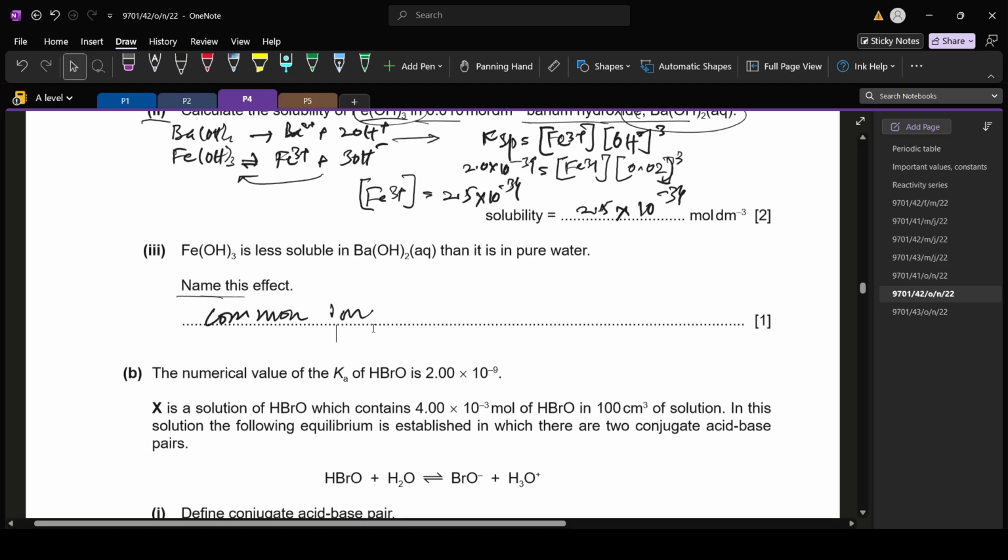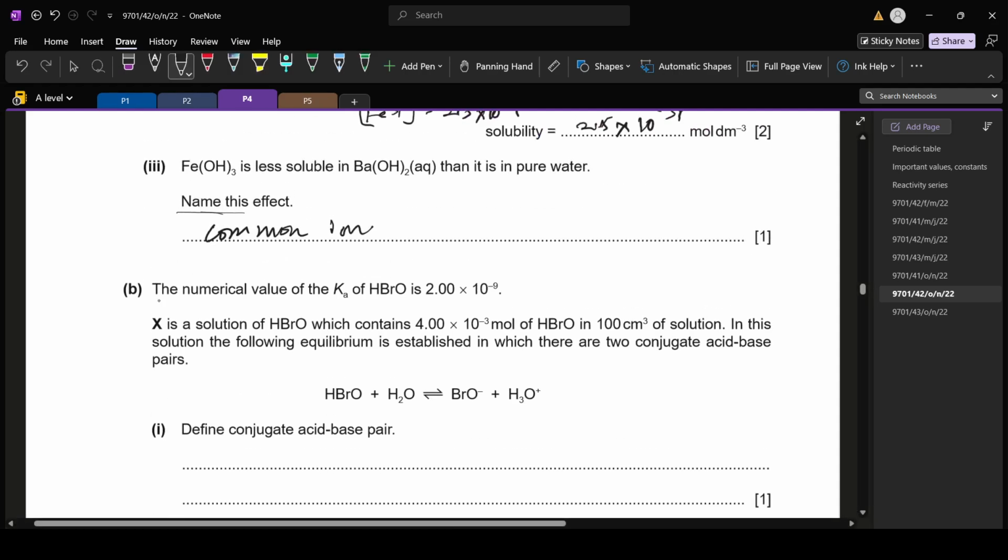Now moving towards next part B, the numerical value of Ka of HBrO is 2 into 10 to power minus 9. X is a solution of HBrO which contains 4 into 10 to power minus 3 mole of HBrO in 100 cm cube of solution. In this solution, the following equilibrium is established in which there are 2 conjugate acid base pairs. Define conjugate acid base pair.